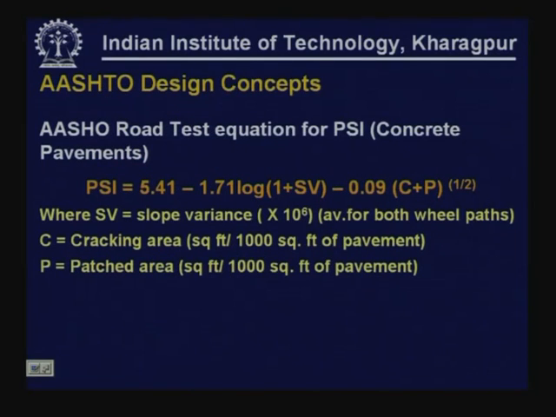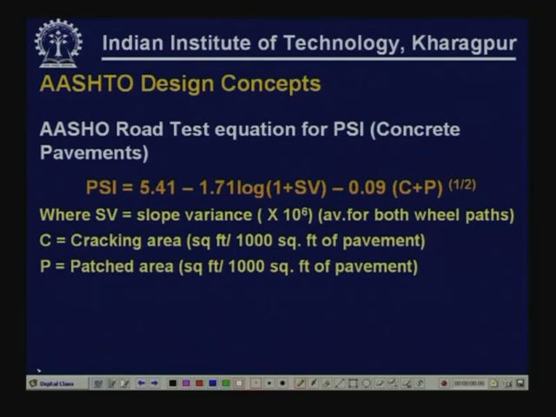So, the AASHTO road test equation for present serviceability index for concrete pavements is given as: present serviceability index is equal to 5.41 minus 1.71 log of 1 plus SV, minus 0.09 multiplied by the square root of C plus P. We discussed slope variance in the lesson on design of flexible pavements as per AASHTO procedure. Slope variance gives us an indication of how the longitudinal slope varies when it is measured over a small base length of 9 inches.